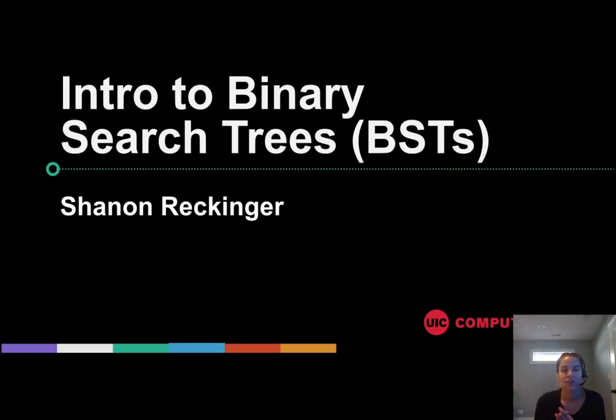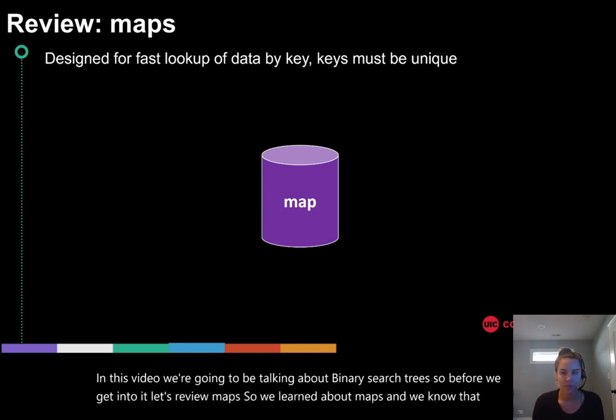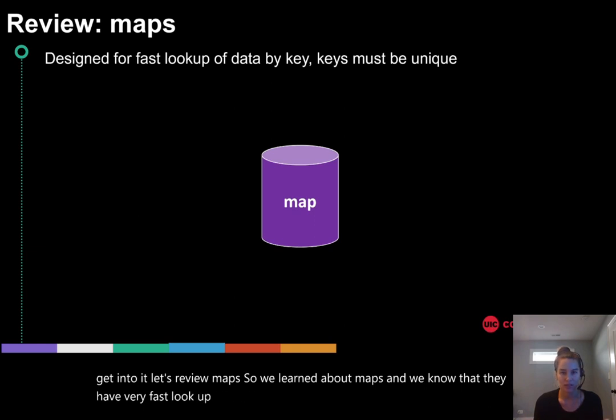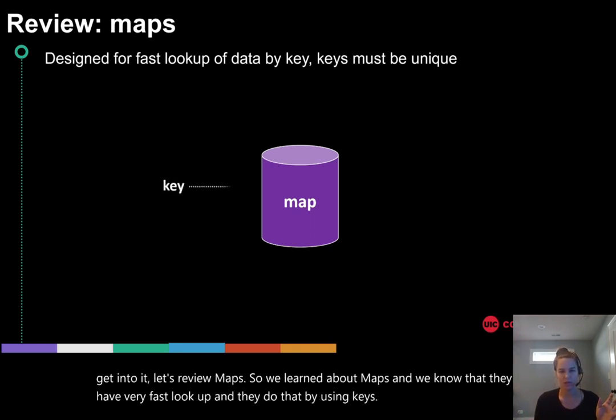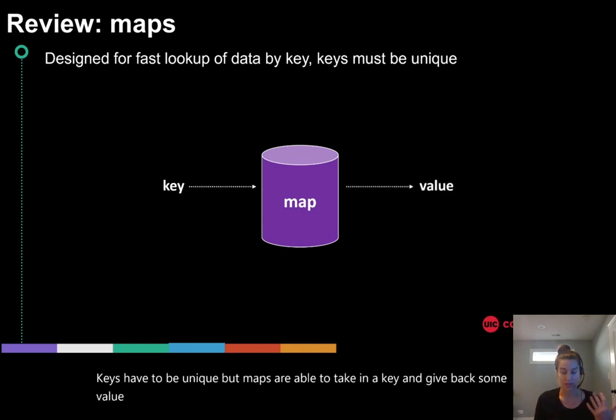In this video, we're going to be talking about binary search trees. So before we get into it, let's review maps. We learned about maps, and we know that they have very fast lookup, and they do that by using keys. Keys have to be unique, but maps are able to take in a key and give back some value associated with that key, and they're very fast.